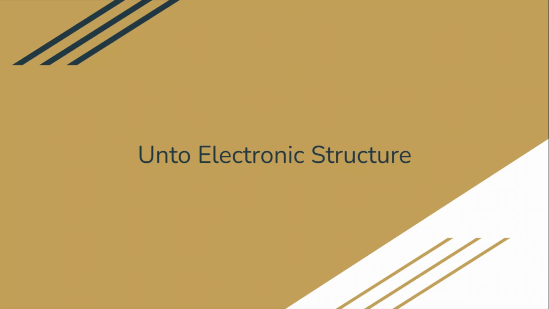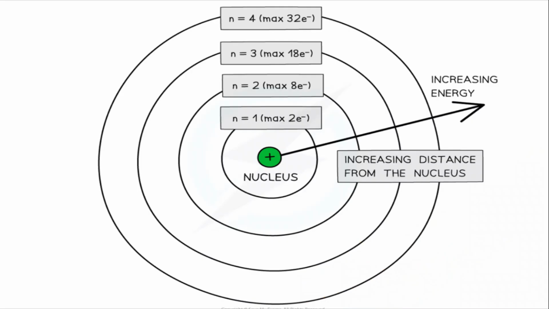Now on to electronic structure. So what are shells? Shells are the arrangement of electrons in an atom, and the arrangement of shells in an atom is referred to as the electronic configuration of that atom. Electrons are arranged around the nucleus in principal energy levels or principal quantum shells.